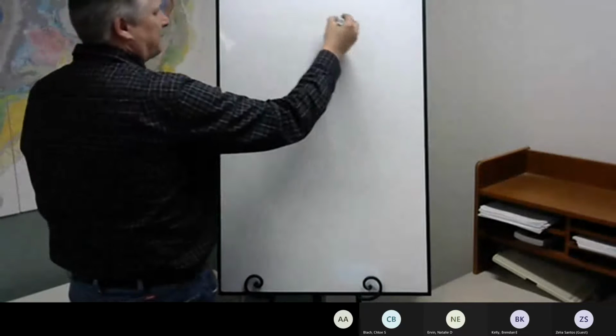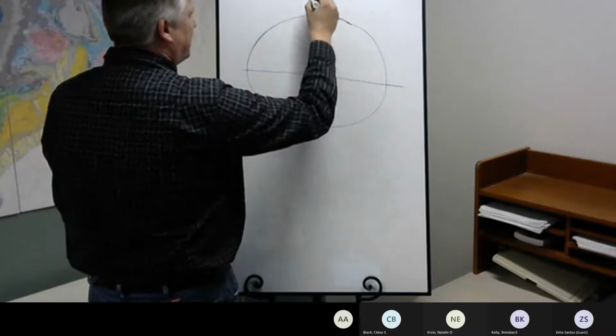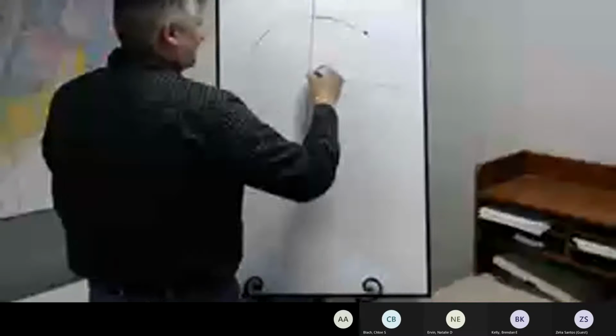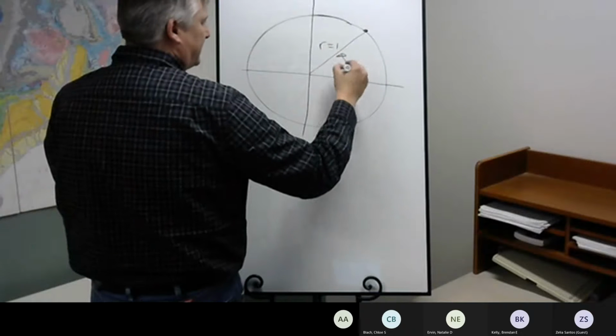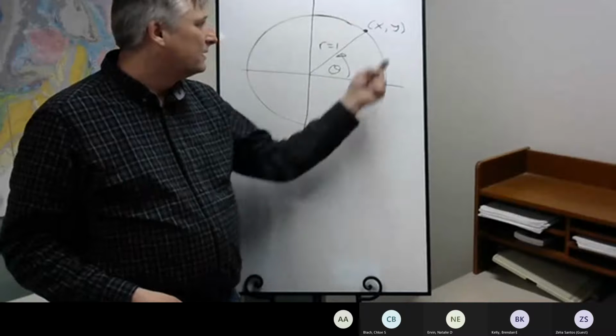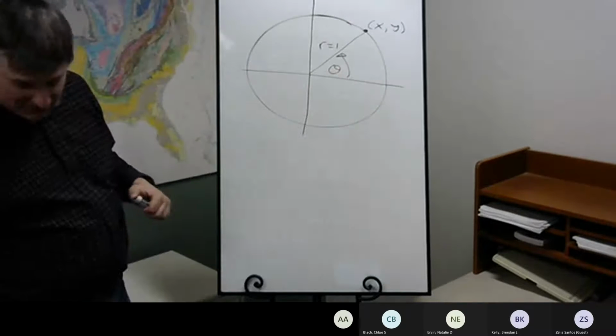So just real briefly, if you've got your circle, got your x-axis, got your y-axis, you have a radius of 1. This is an angle theta. This is x. And this is y. And so what we end up finding out on the unit circle is this is the cosine of theta, this angle here. And this is going to be the sine of theta, that angle there.